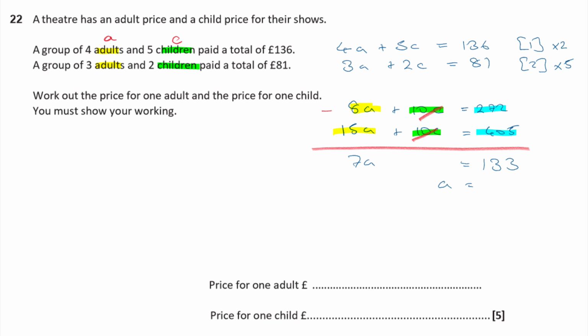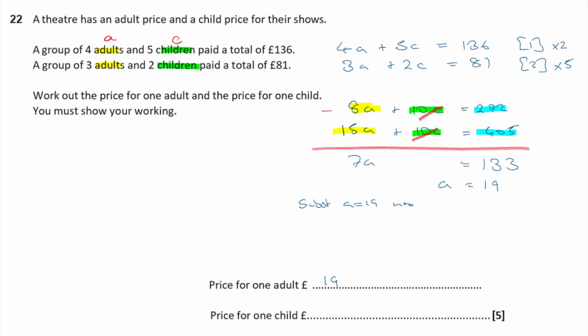So divide that by 7, that gives me 19. Okay, so the price of one adult ticket must be £19. Okay, so I've got half the answer. I need to go on and find the other. I'm going to substitute a is equal to 19 into one of my original equations.